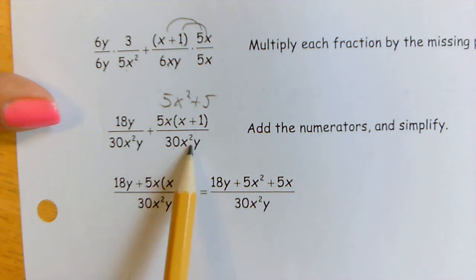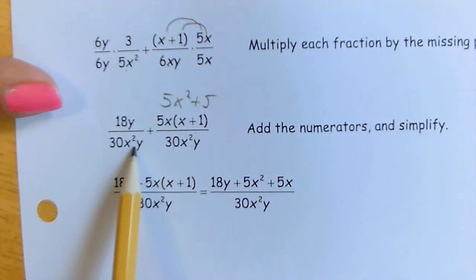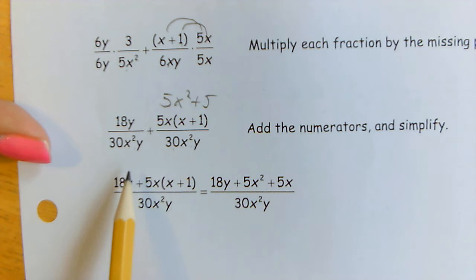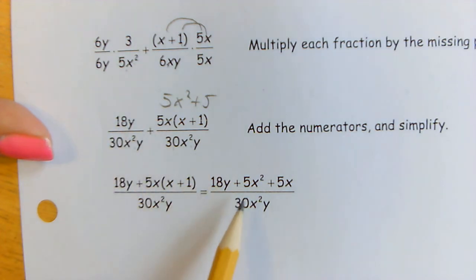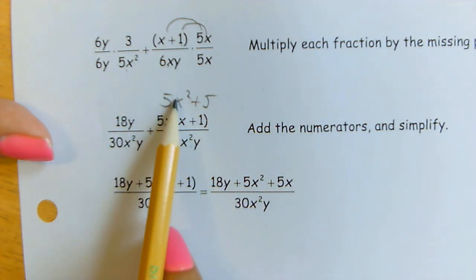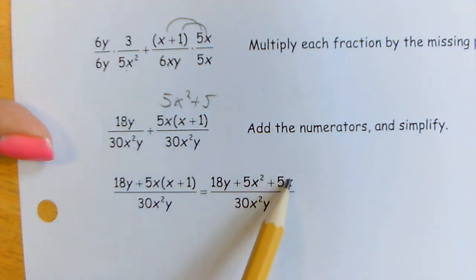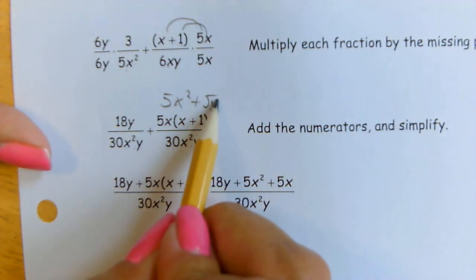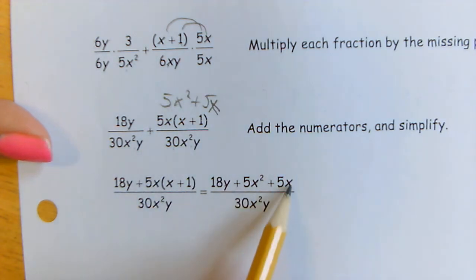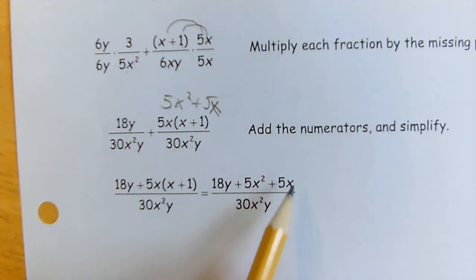So then, now that they have a common denominator, you can combine the numerators and simplify if you need to. So we're going to end up with this 18y is the only y term, plus 5x squared, plus 5x, whoops, I messed that up. And they're all unlike terms, so you can't combine them, so you just list them all next to each other. And you cannot simplify.